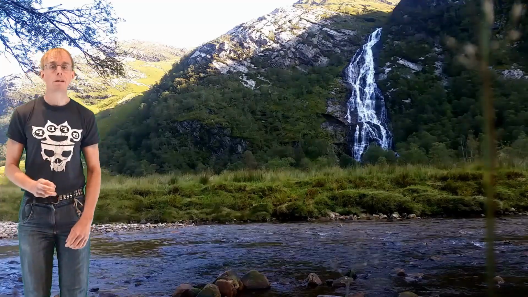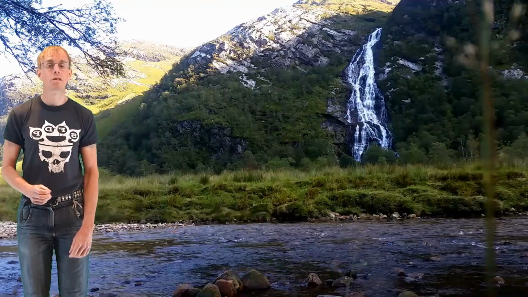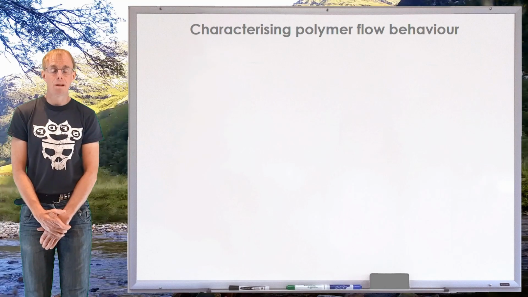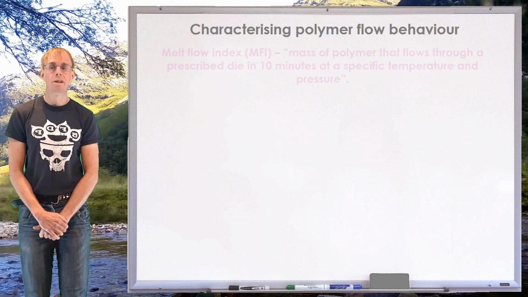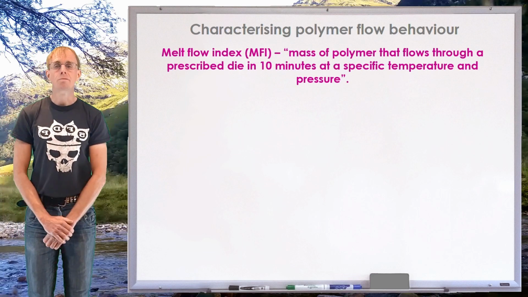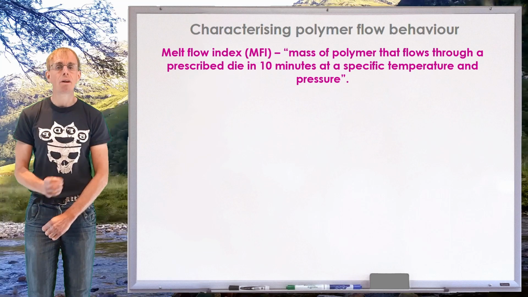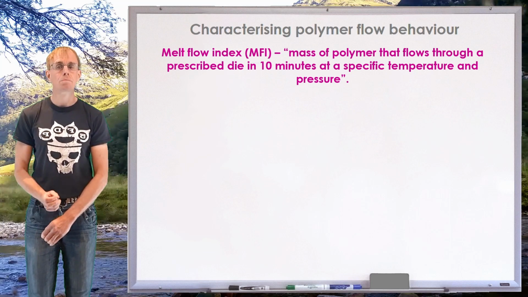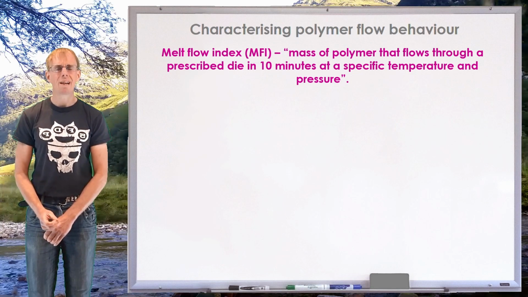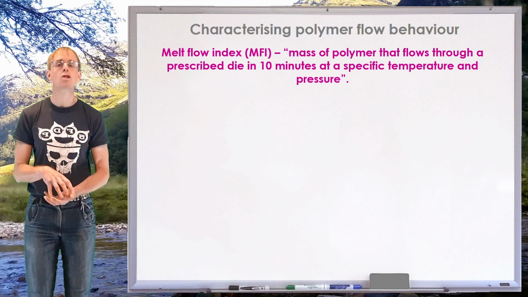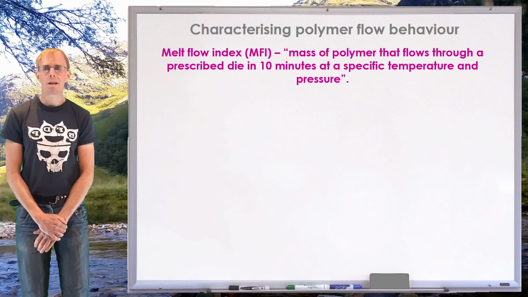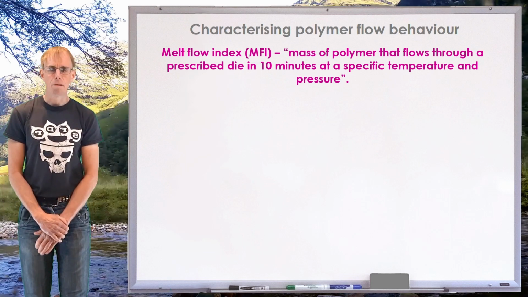But let's start by introducing the industry standard way of characterising the behaviour of a molten polymer. When you get a polymer batch in, very often what you'll find is a statement of the melt flow index, the MFI, or an analogous kind of measurement. The melt flow index is defined as the mass of polymer that flows through a prescribed die in 10 minutes at a specific temperature and pressure. So it is in effect a kind of controlled extrusion experiment that results in the number that is the melt flow index. Now let's think about this in a little more depth.